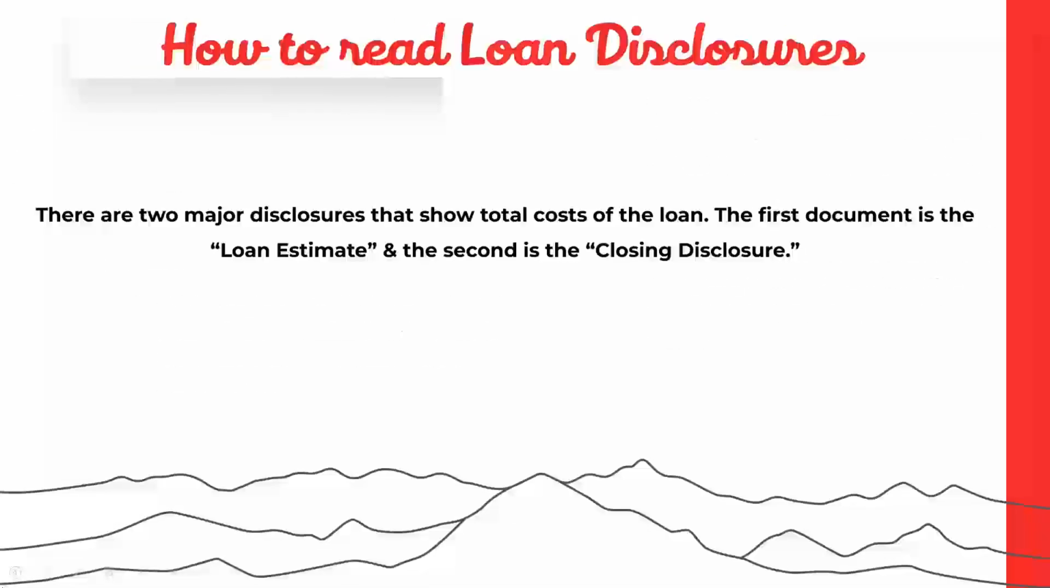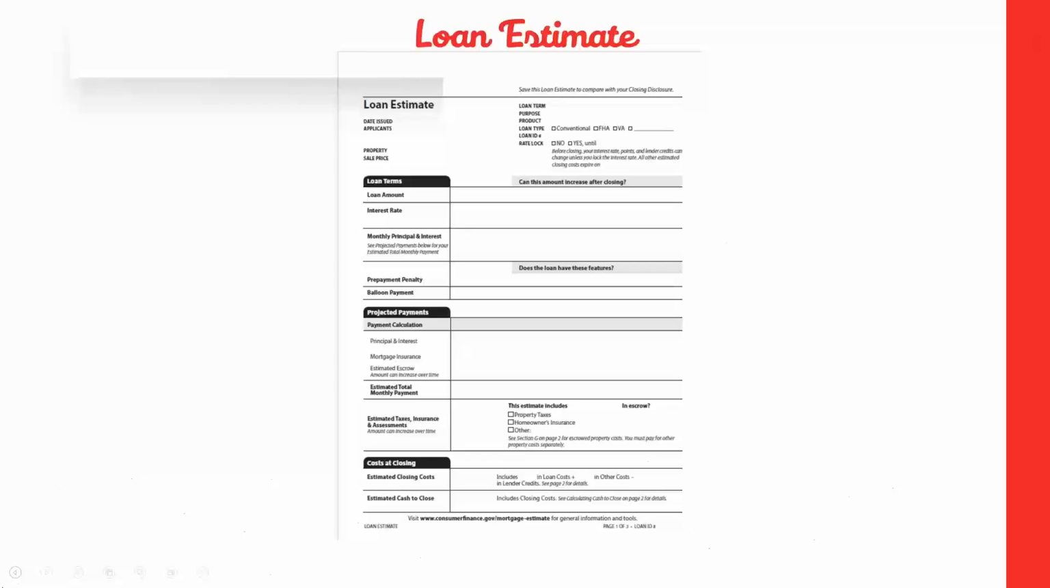So there's two major disclosures that show a total cost of the loan. The first document is the loan estimate, and the second is the loan closing disclosure. The loan estimate will be provided to you 3 days after a complete application has been submitted. This will give you the overall breakdown of how much the loan is actually going to cost. Receiving the loan estimate is not a commitment to lend, nor is it binding. And so it just basically says, hey, if you go with us, this is how much it's going to cost.